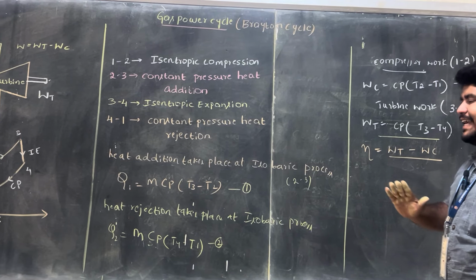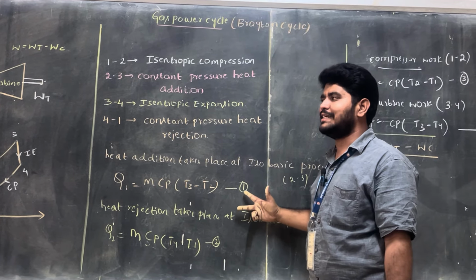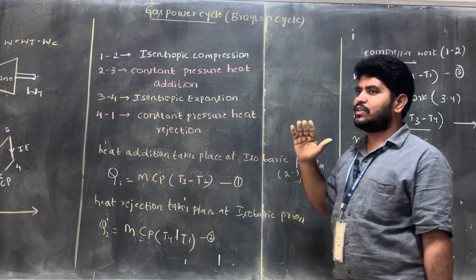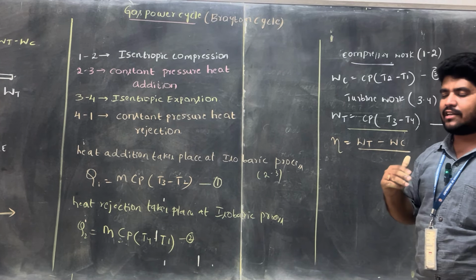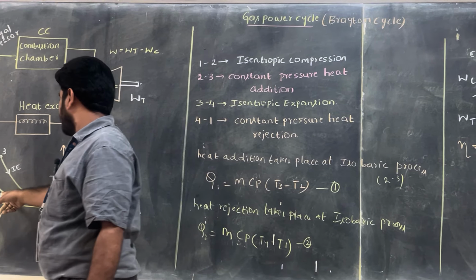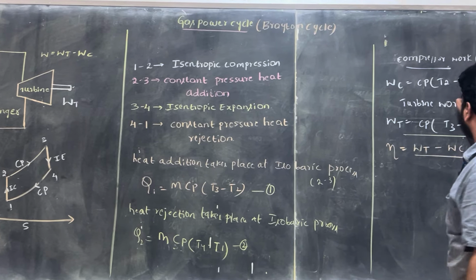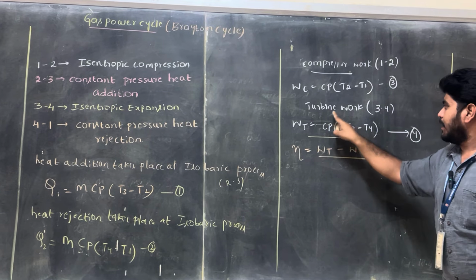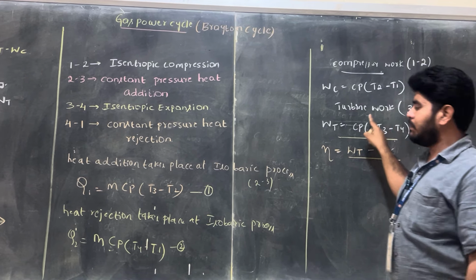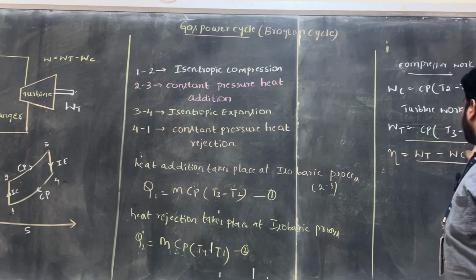Since the heat addition and heat rejection take place at constant pressure, that is, isobaric processes, now I should take the compressor work as well as the turbine work. Compressor work takes place in process 1 to 2, so WC is equal to Cp (T2 minus T1). Turbine work takes place in process 3 to 4, so it is Cp (T3 minus T4).